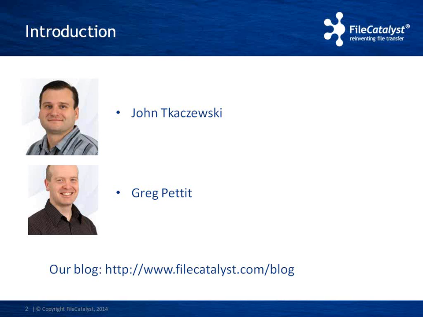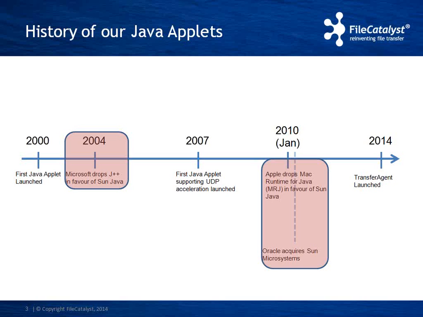So just to get started, before we get to the TransferAgent, we just wanted to talk a little bit about our history on the plugins and web components we've been building. Our first web-based file transfer component was a Java applet. It was built in 2000. In 2007, we augmented that applet with UDP acceleration. So basically now users can transfer files at line speed through the browser. And now we're launching, in 2014, the TransferAgent.